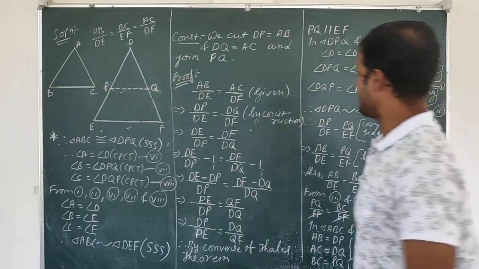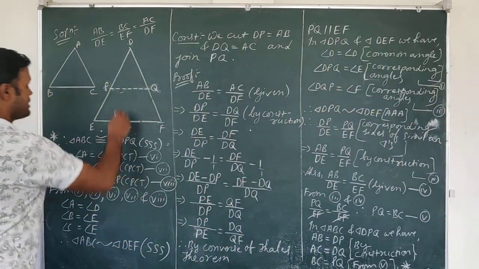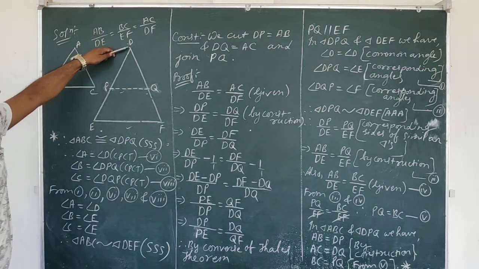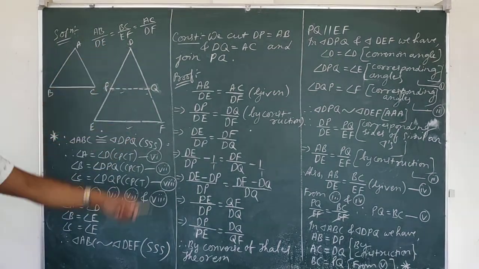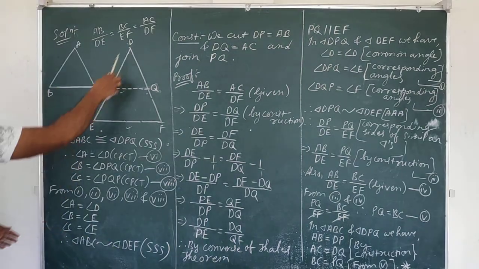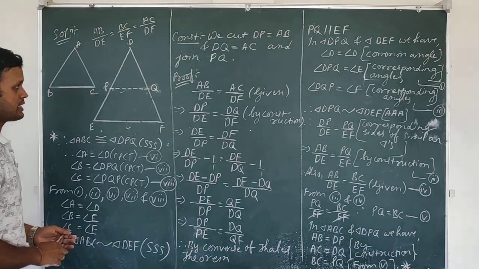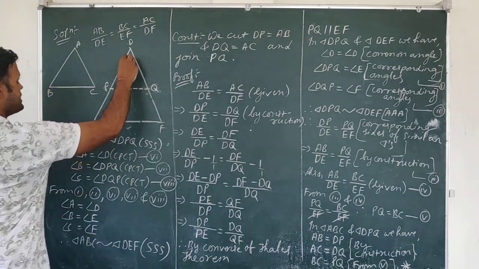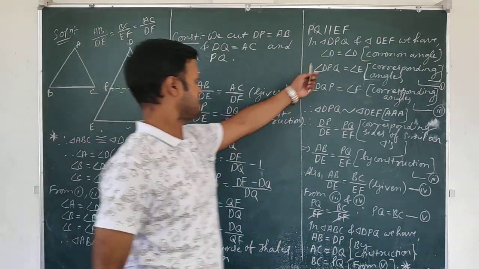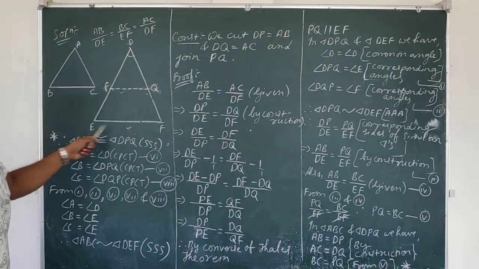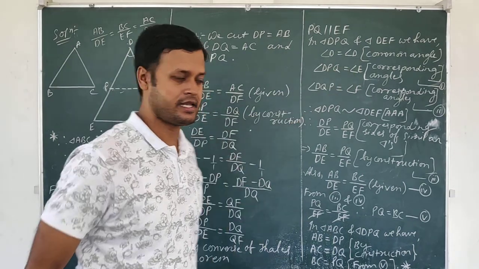Now in triangle DPQ and triangle DEF, we are taking triangles DPQ and DEF. This is the bigger one. So what are the things that we have here? Angle D is equal to angle D. Angle D is in DPQ also, and angle D is in DEF also. So angle D is equal to angle D, a common angle.